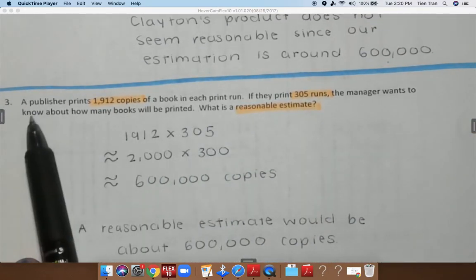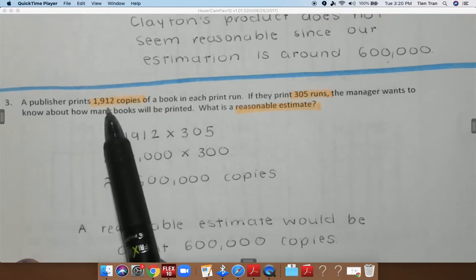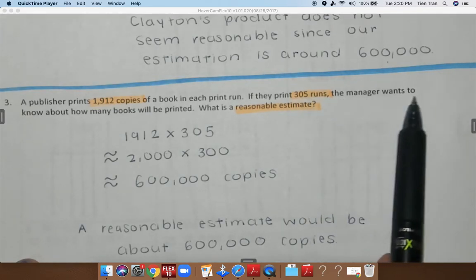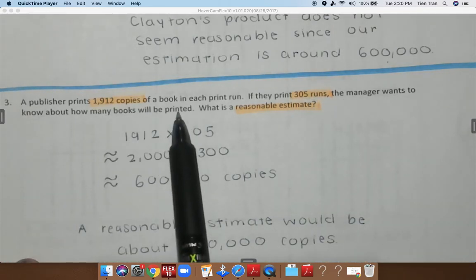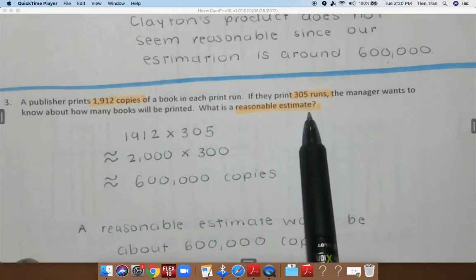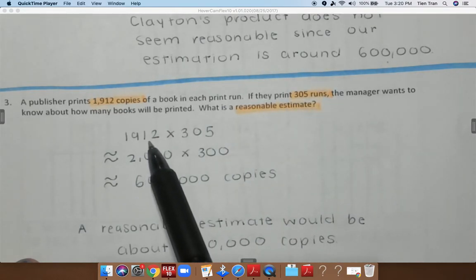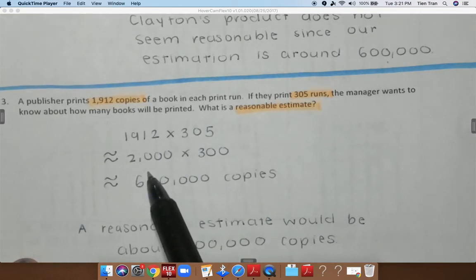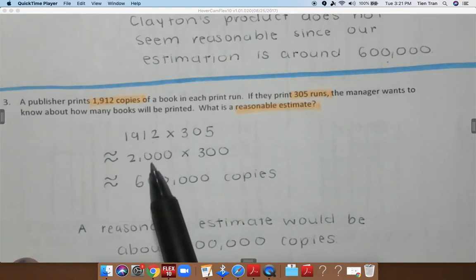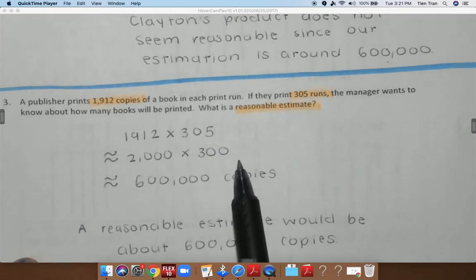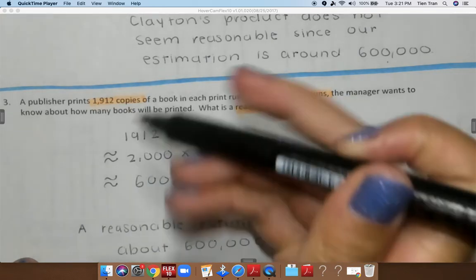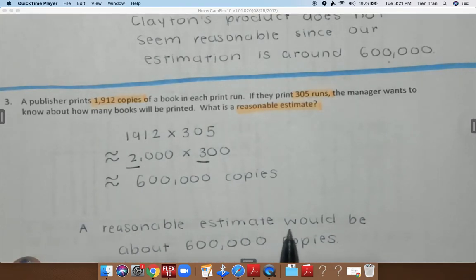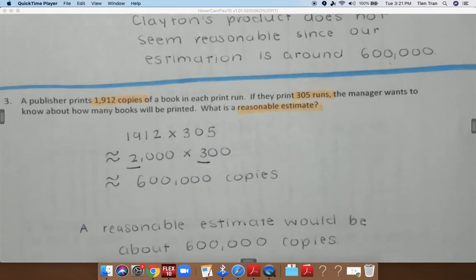For problem number 3, it says here, a publisher prints 1,912 copies of a book in each print run. If they print 305 runs, the manager wants to know about how many books will be printed. What is a reasonable estimate? So right here we have 1,912 times 305, and they rounded the estimate. So 1,912 has been rounded to 2,000, and 305 has been rounded to 300. And when I multiply 2 times 3, I get 6, and there are 5 zeros at the end. So a reasonable estimate would be about 600,000 copies, okay?